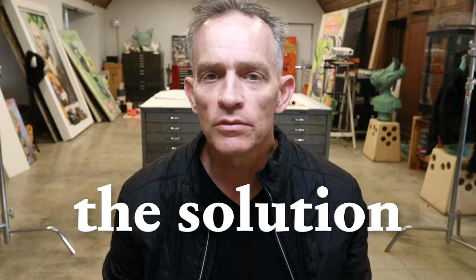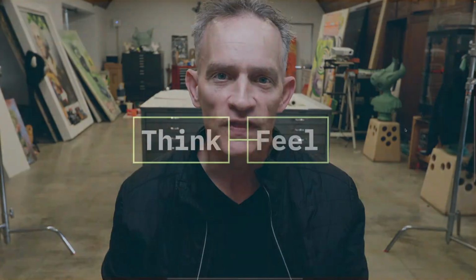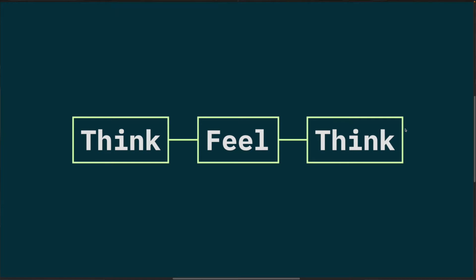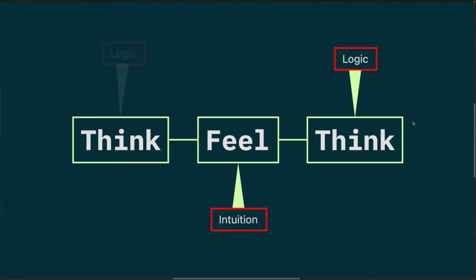So what's the solution? The solution to the problem is to use both. But the key is not to use them at the same time. There are different moments in the creative process where one is better than the other. Ideally, in the creative process, alternate between thinking and feeling. Put as simply as possible, think, then feel, then think.